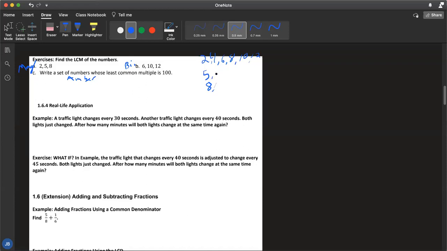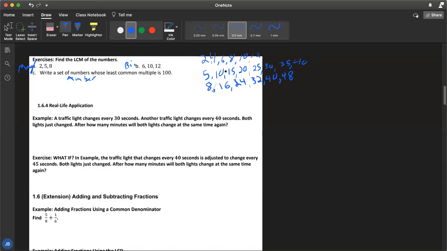So let's do it. Multiples of 5 are 10, 15, 20, 25, 30, 35, 40, right? And then multiples of 8, we got 8, 16, 24, 32, 40, 48, right? So with this information, can you give me the least common multiple of 5 and 8?